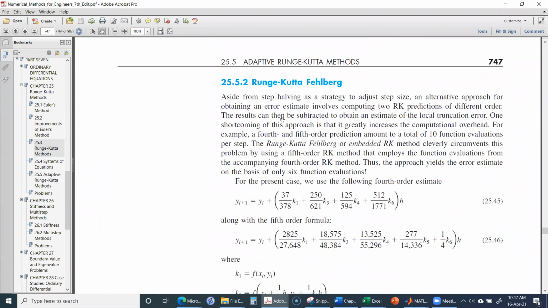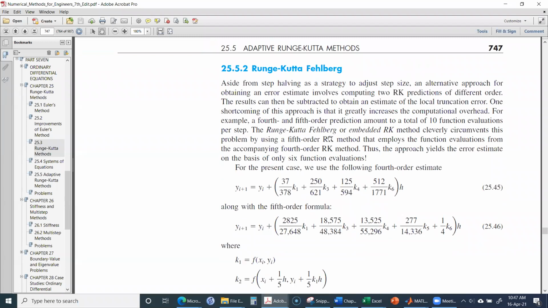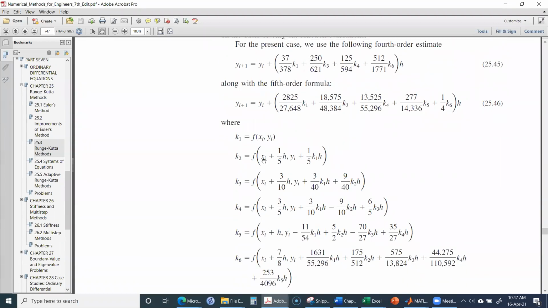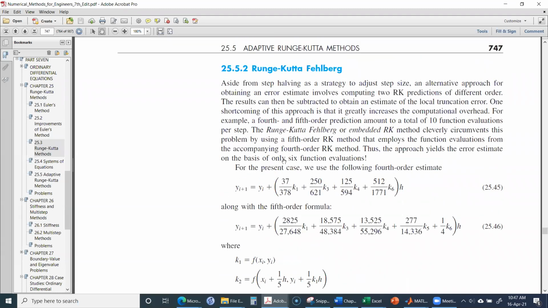Another approach is called the Runge-Kutta-Fehlberg method. In the Runge-Kutta-Fehlberg method, it is a series of equations in which we need to find the 6 k values: k1, k2, k3, k4, k5, and k6. In fact, this is a refined approach for the alternative method, in which we have to find the 10 functional values.